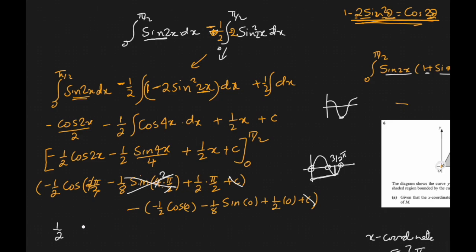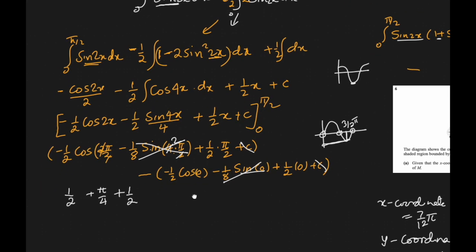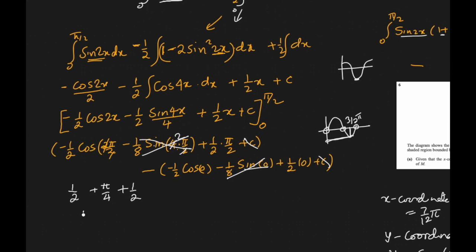Pi by 4, this will be plus pi by 4 minus. Cos 0 is 1 and this minus and minus makes it half. Sine 0 is 0, gone. 1 over 2 times 0 is gone. So this is what we will need here. What will that give me? Half plus half is 1 plus pi by 4.